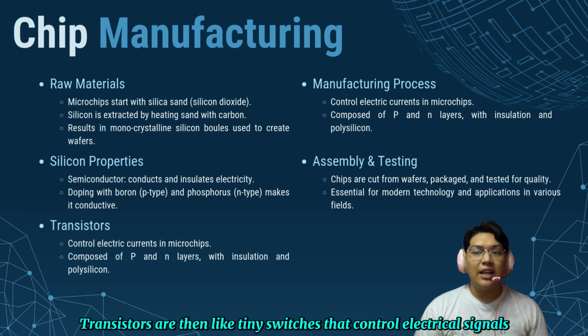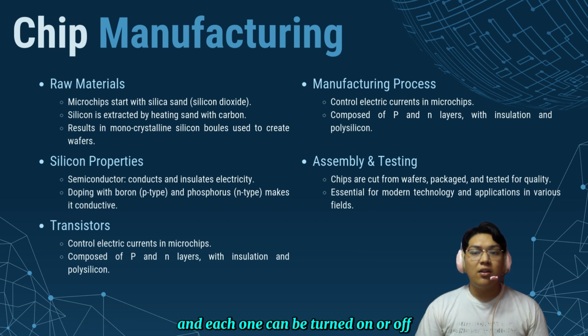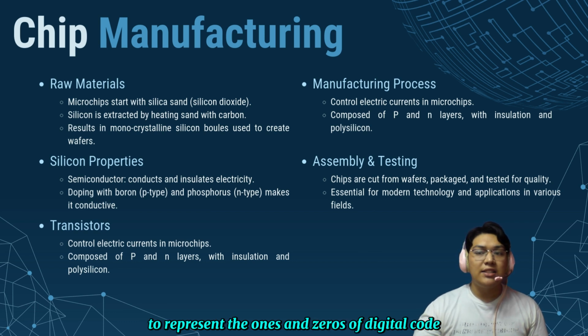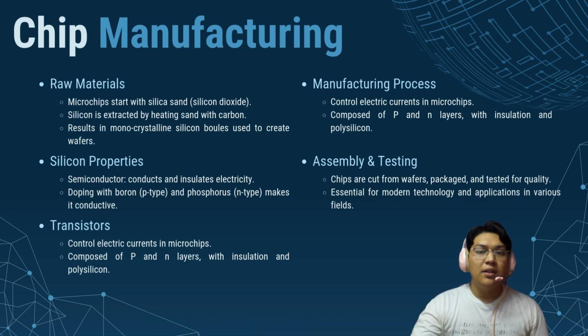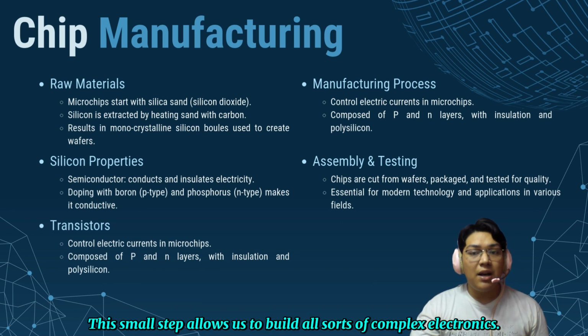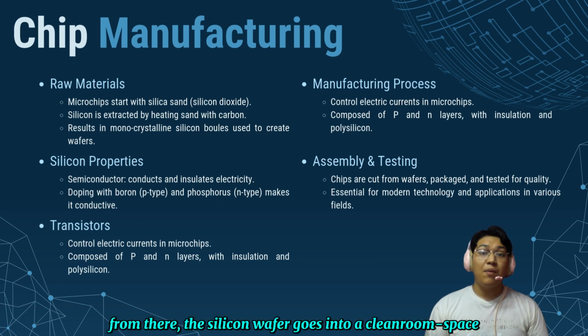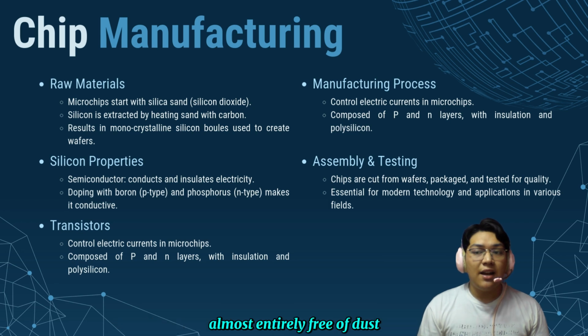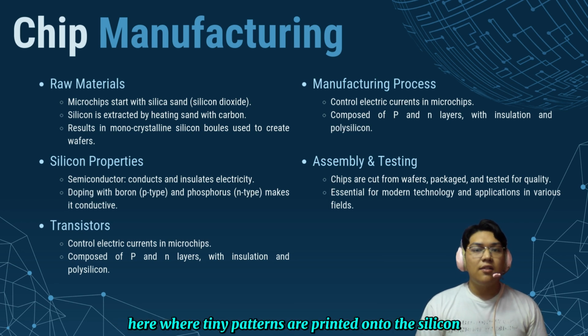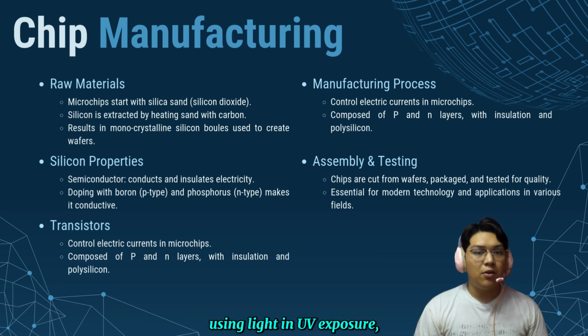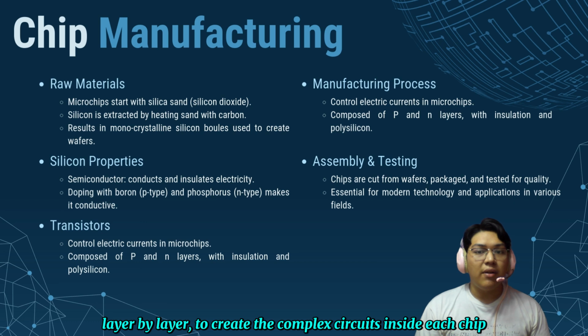Transistors are like tiny switches that control electrical signals, and each one can be turned on or off to represent the ones and zeros of digital code. This small step allows us to build all sorts of complex electronics. From there, the silicon wafer goes into a clean room, a space almost entirely free of dust. Here, very tiny patterns are printed onto the silicon using light and UV exposure, layer by layer, to create the complex circuits inside each chip.